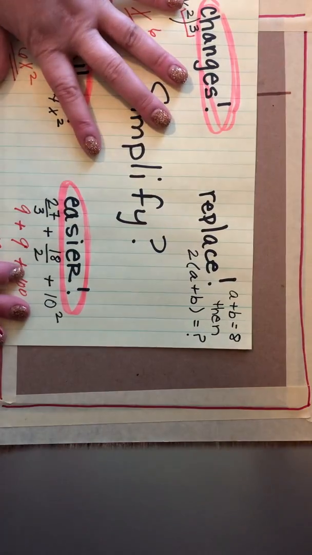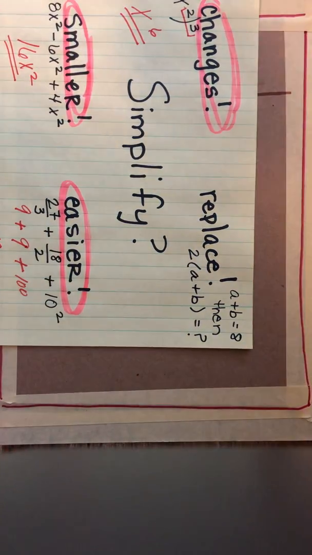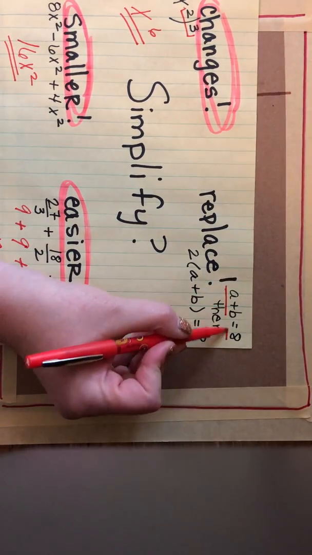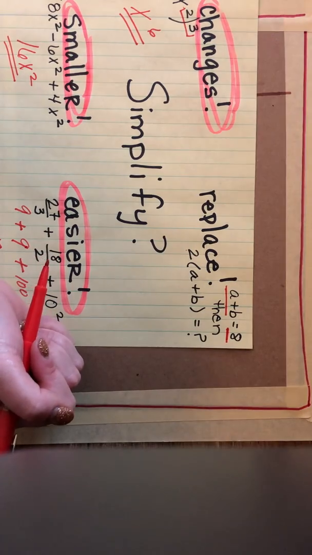Or replacing. That's another way to simplify. This is like an SAT kind of question. If A plus B equals 8, then what is 2 times A plus B?